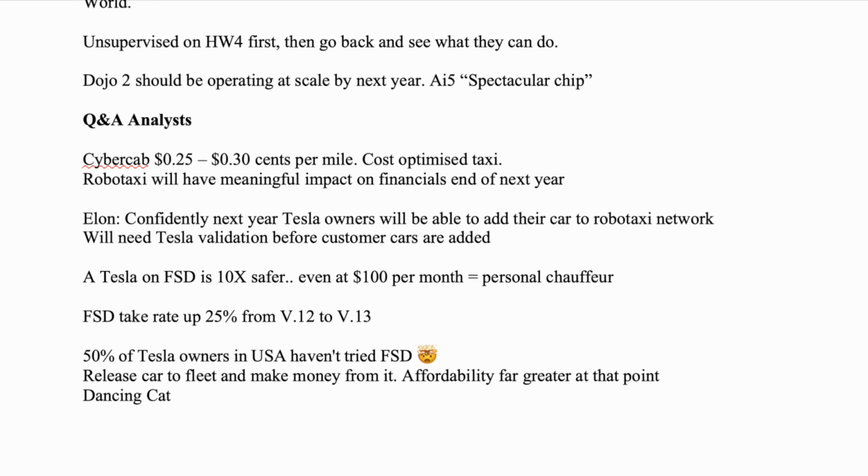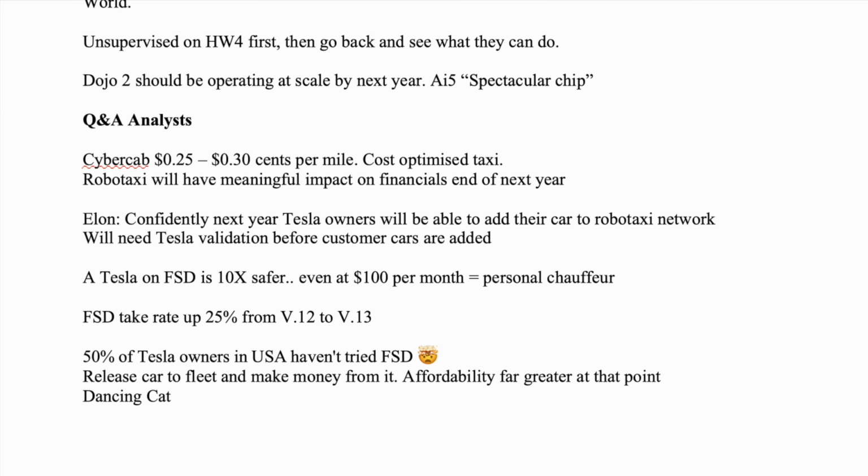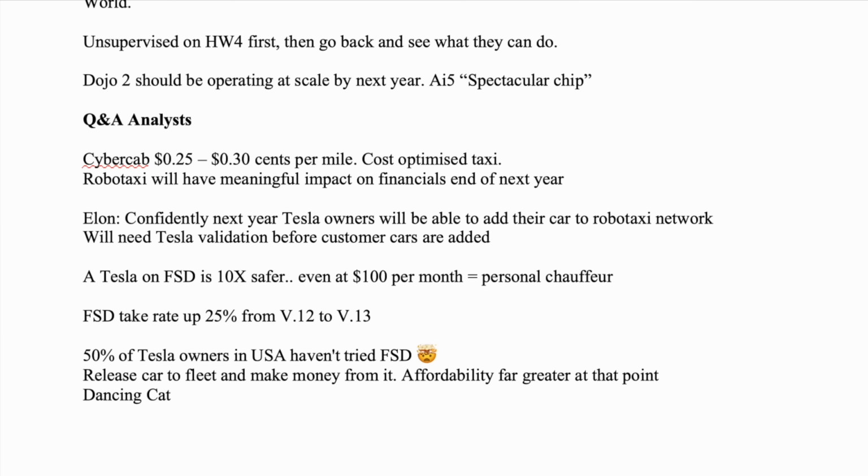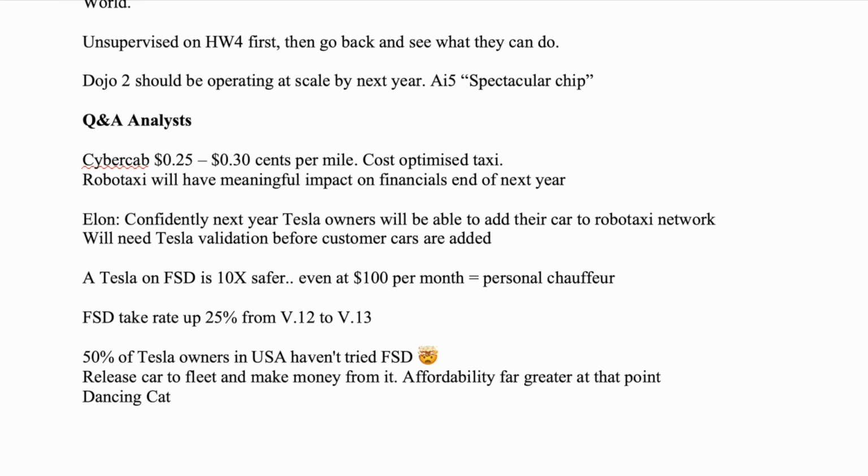Now this kind of makes sense, doesn't it? To make sure that the cars are up to scratch, the tires aren't bald or whatever, that it's clean and safe. But I guess Tesla will already have the ability to check in on cars just from its own cameras and its ability to see when the tyres were last rotated or replaced. But yeah, I guess that's an obvious but a new thing that Tesla will have to validate before customer cars are added. And another reminder that a Tesla on full self-driving is 10 times safer than a human.